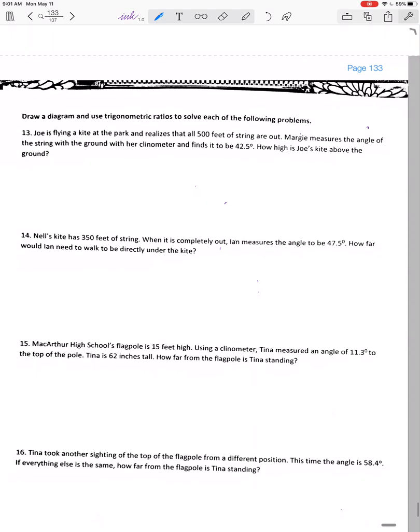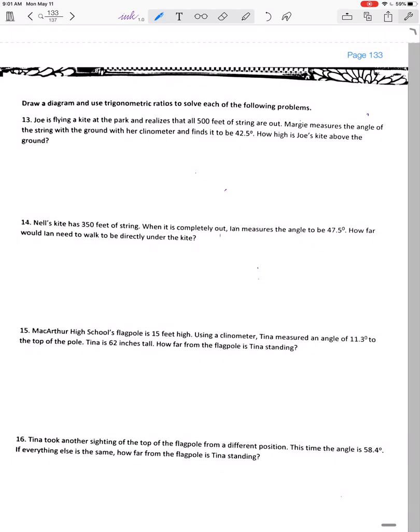So number 13, Joe is flying a kite at the park and realizes that all 500 feet of string are out. Margie measures the angle of the string with the ground with her clinometer and finds it to be 42.5 degrees. How high is Joe's kite above the ground? So whenever you see a word problem and you're not given a picture, you're going to have to draw a picture to help you figure it out.